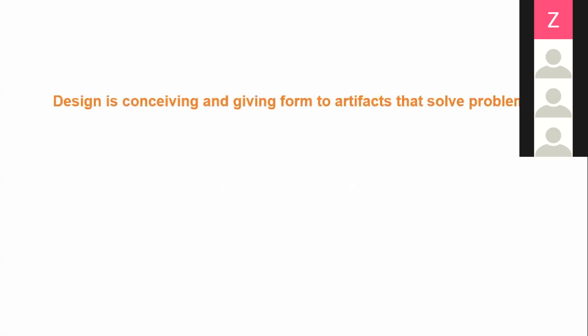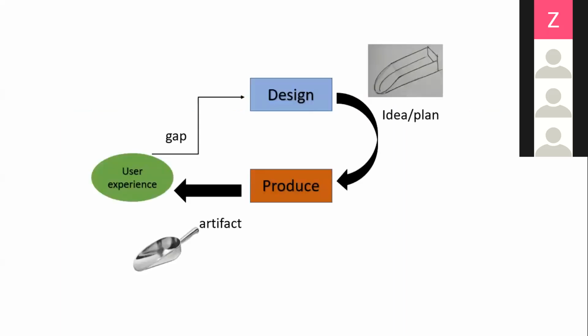Now we can say simply, if we put this whole understanding together in a simple definition, we can say that design is conceiving and giving forms to artifacts or products that solve problems. Just like that old man who conceived and gave a form to a product which ultimately solved his problem.